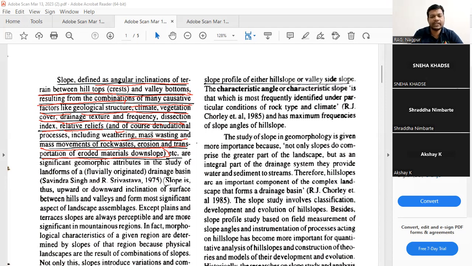Basically, what slope actually is, is this angular inclination. This will be your slope, any angle with respect to vertical. From the slope many things can happen: mass wasting can be done, and rivers originate on the slope. So what we have to study here is the basic classification and characteristics of the slope.